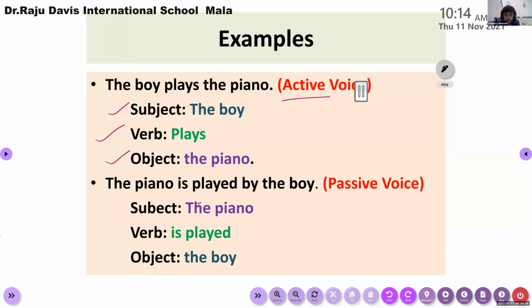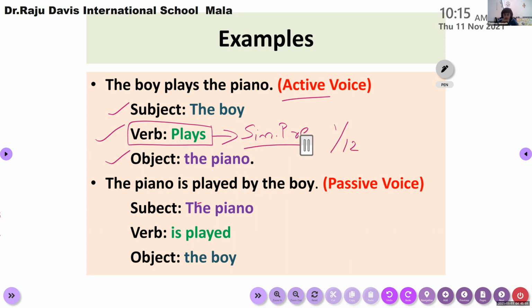Because plays is one of the 12 verb forms. Okay, it is a finite verb. It has a tense form. Tell me the tense of the word plays. Simple present. It is written in simple present. So it has a tense form. So for identifying a sentence written in active and passive voice, we are not checking the word by. We are checking only the verb. Okay. If the verb is in any one of the 12 tense forms, then it is in active voice.